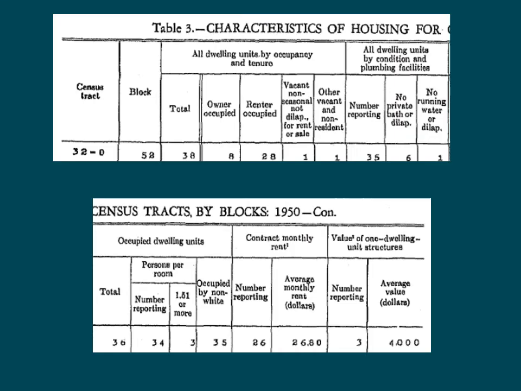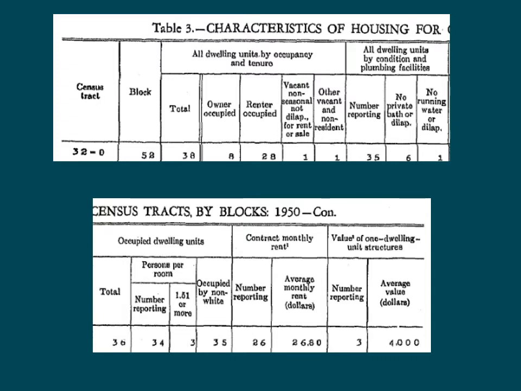So with this graphic you're looking at, I have reorganized the page so that 32D 52 is right underneath the headings for the columns. So let's try and read this. It's Census Tract 32D. It's block 52. There were 38 dwelling units that were on this block. 8 of them were owner-occupied, and renter-occupied is 28. Well, that adds up to 36, so I guess they missed 2 people.